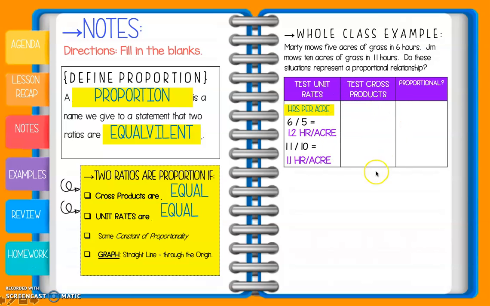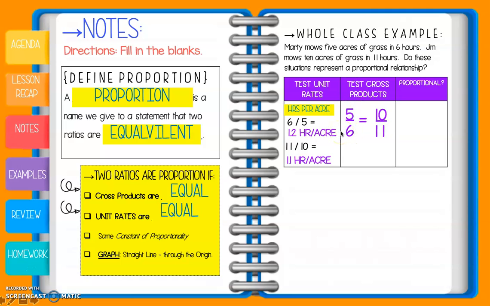So to test their cross products, what we're going to do is we're going to set them up like a proportion. So we're going to have our acres on the top and then our hours on the bottom. So for Marty, we have 5 acres over 6 hours. And we're going to test those cross products against Jim's to see he mowed 10 acres in 11 hours. Okay, so we have our acres on the top and our hours on the bottom.